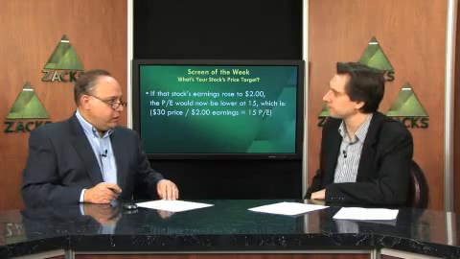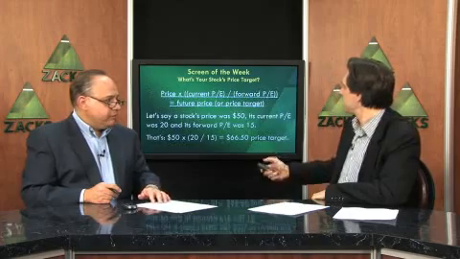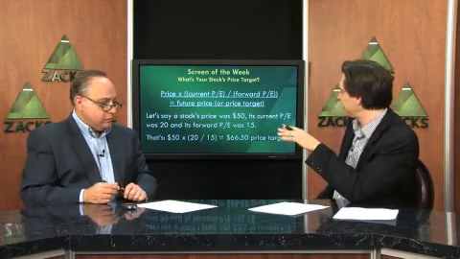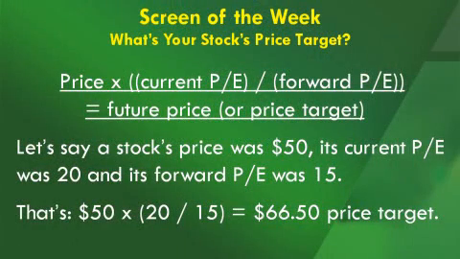So what's the calculation then for figuring out a price target? The calculation is this. It is price. This looks kind of goofy up here, but let me explain it. It is price times the current PE ratio divided by the forward PE ratio, and that equals the future price or the price target. So, a little clarification.